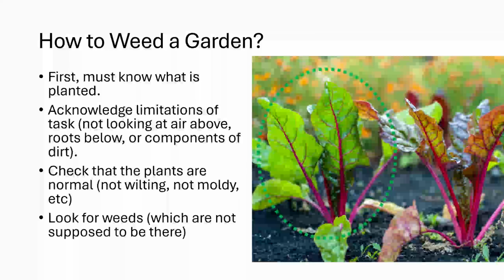And then finally, look for weeds, the things that are not supposed to be there. We can tell a difference in leaves here in the red solid circled area. Those are different than the green dotted circled area. The green dotted circle are the plants that we expect to be there, that we planted there, perhaps beets in this particular picture. And then the red solid circle are plants that we did not want in our garden.